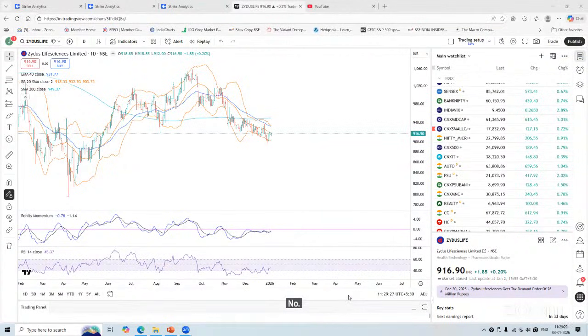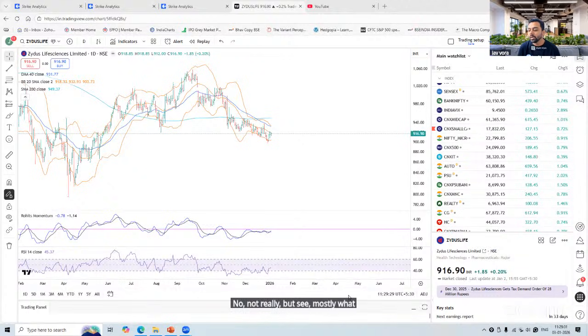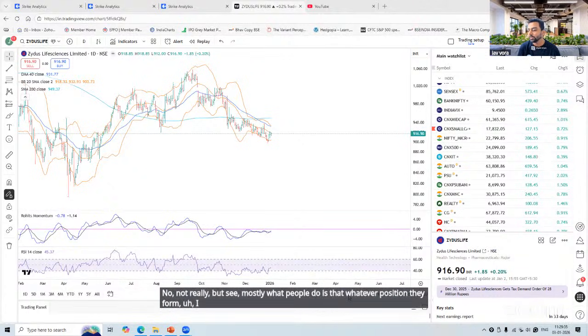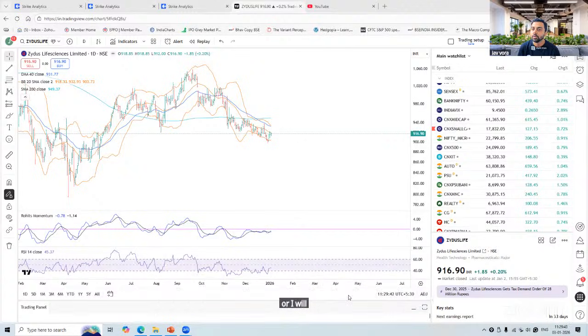No, not really. But see, mostly what people do is that whatever position they form, there are some trends in the market, right? If it is a downtrend, then it is very natural that call build up will happen a lot. OI will surge. So you might get some common link between that, but that's about it. Usually they will all be in sync, is what I'm trying to say.